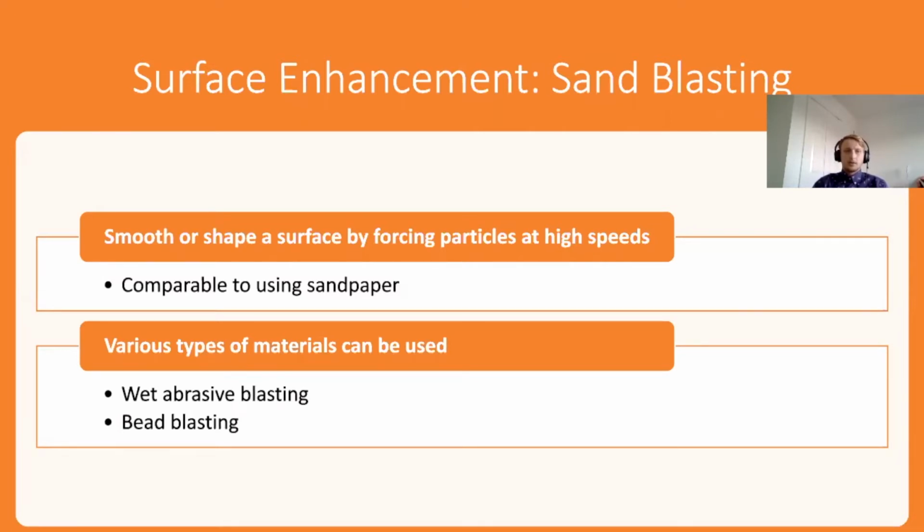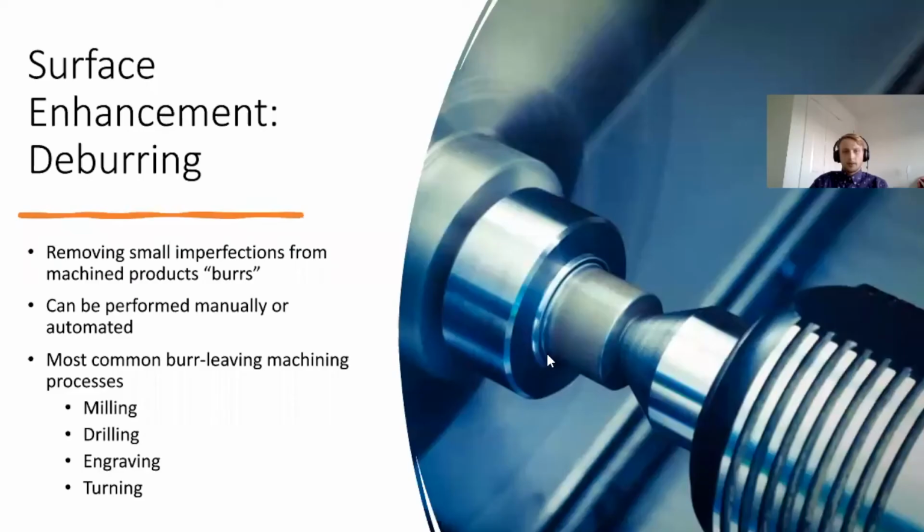There can also be various types of materials that can be used. An example of this would be wet abrasive blasting and bead blasting, which is the use of glass particles. Lastly, sandblasting is usually a single-man operation, and it is typically an easy procedure.